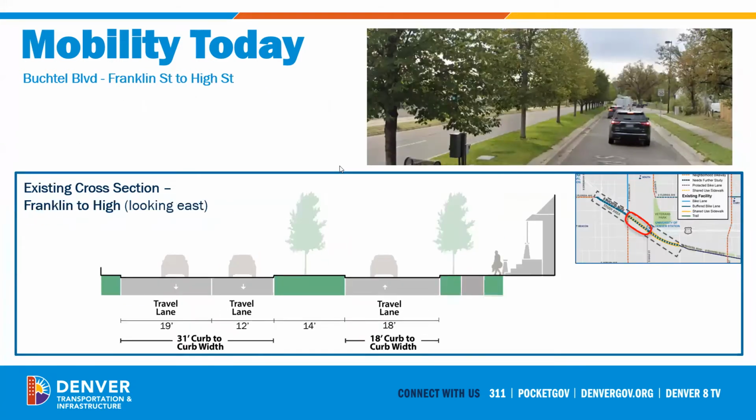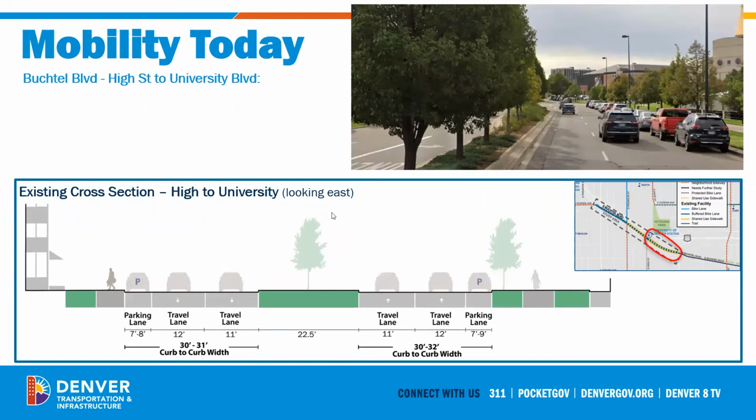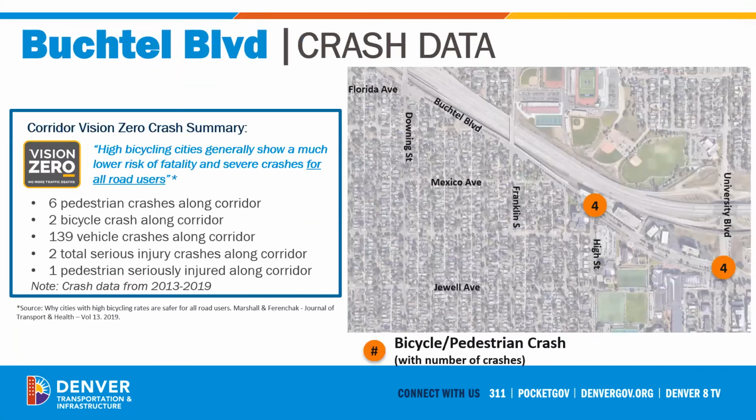And then if we continue on to the next segment, as we go a little further east, we get closer to High Street. There are some very generous lanes, a 19-foot travel lane, 12-foot travel lane, 14-foot median, and 18-foot travel lane with no current bike facilities. And then as we go a little closer to University, that's where we introduce on-street parking. So 7 to 8 foot wide parking lanes in each direction, and 2 travel lanes in each direction that are 11 and 12 feet, and then the 22.5 foot median. So that's our existing conditions width-wise.